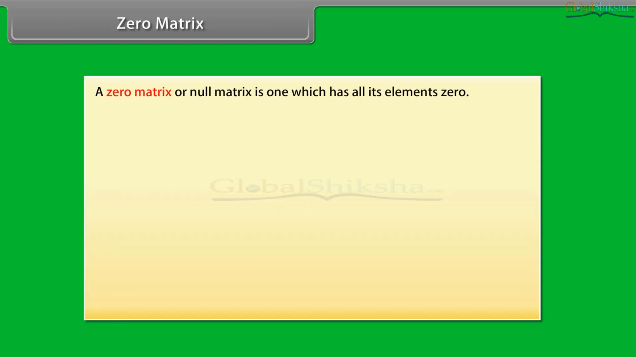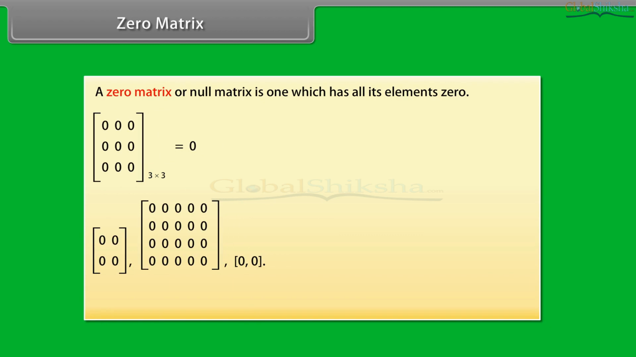Zero matrix. A zero matrix or null matrix is one which has all its elements 0. Here is a 3 by 3 zero matrix. These are 3 more examples of zero matrix. The zero matrix is denoted by O.